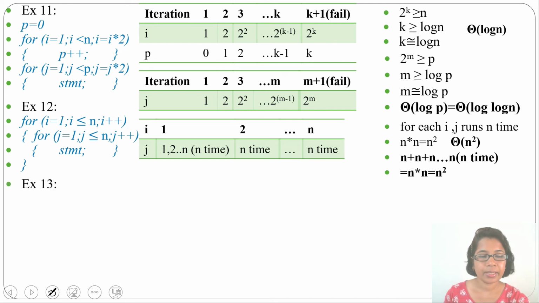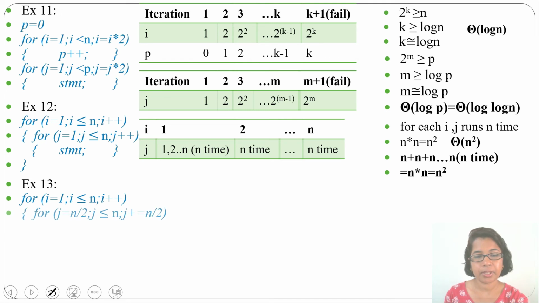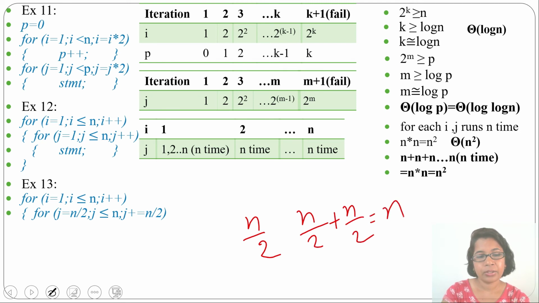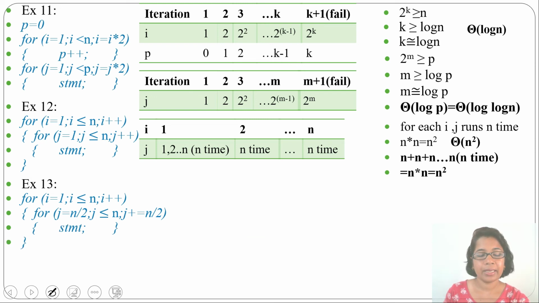Let's discuss the next example, example 13. For i equals 1, i less than or equal to n, i plus plus. For j equals n by 2, j less than or equal to n, j plus equals n by 2. So initially j value is n by 2. Next time it will add n by 2, means n by 2 plus n by 2, it will be n. So this second for loop is only running 2 times, and this is an independent nested loop.